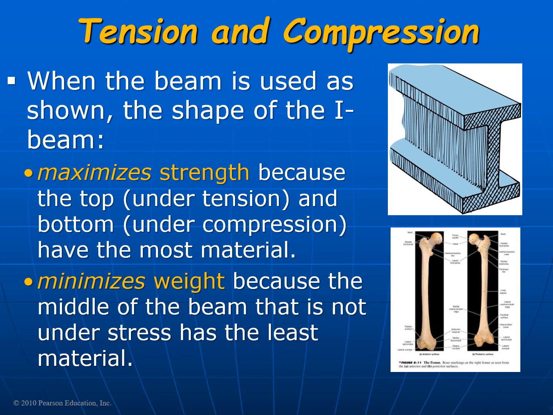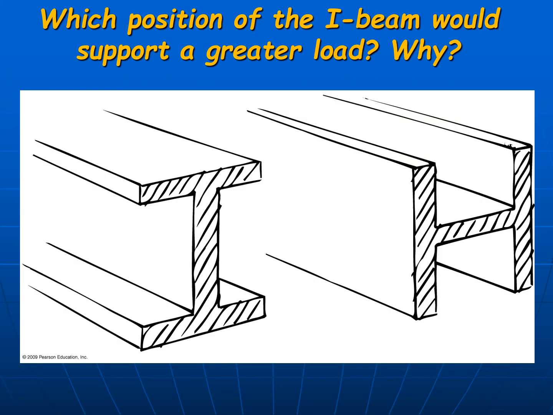And we can match this with the femur bones in our body, which are in the legs. They have the job of carrying weight, a lot of weight actually. So Allah subhanahu wa ta'ala made it take the shape of an I. For the same reason, it gives us maximum strength and minimum weight. Question: which position of the I-beam would support a greater load, and why? Let us discuss it.